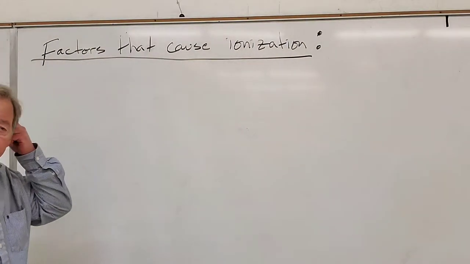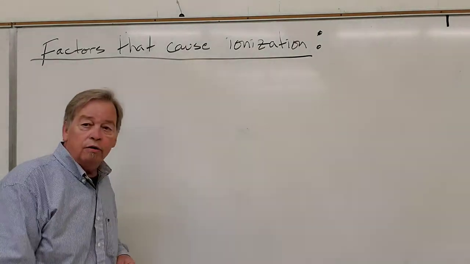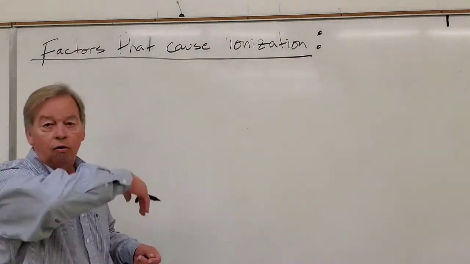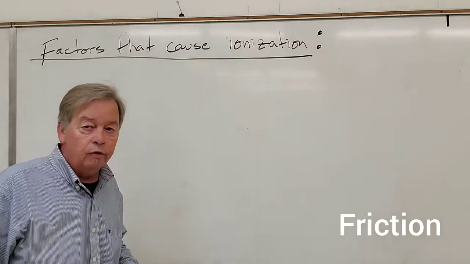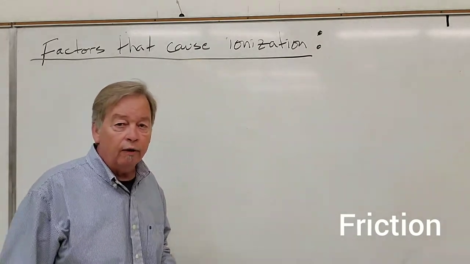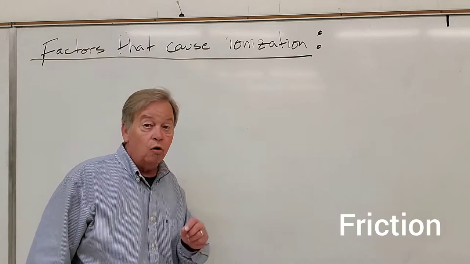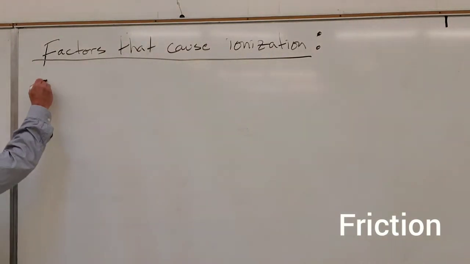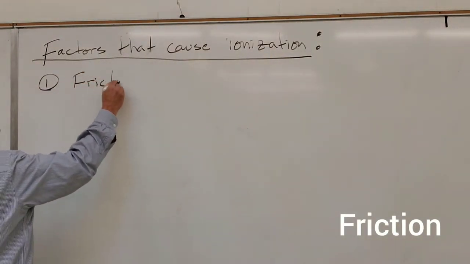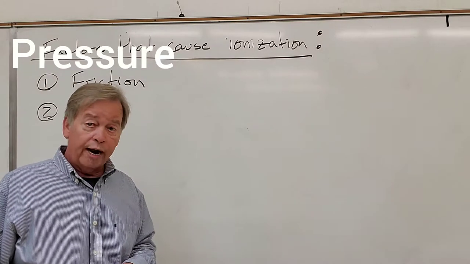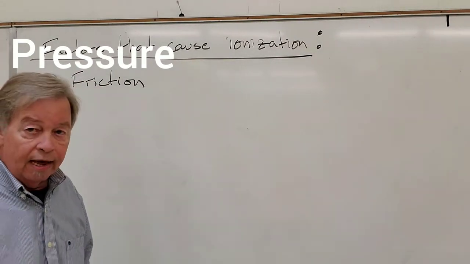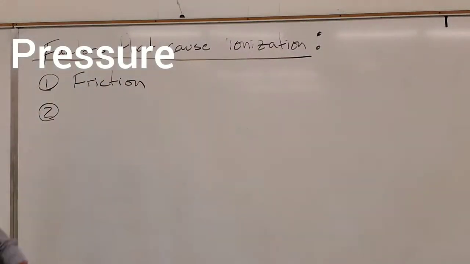All right, the factors that cause ionization, things that slap electrons right out of their orbit. Just pow, slap, well, that's friction, okay? Think about walking across the carpet in the wintertime and touching the doorknob, pow, or sliding out of the seat of your truck and then going to shut the door, it gets you. So friction is one of them. Another way: not only is a slap across the face friction, but it's also creating pressure. Every electronic scale out there uses a pressure sensor. So pressure.